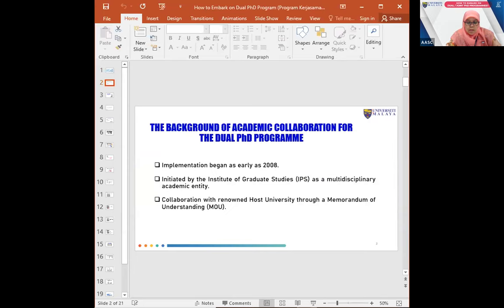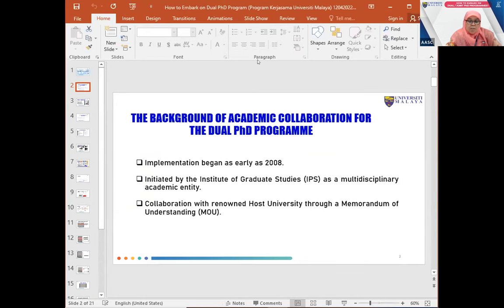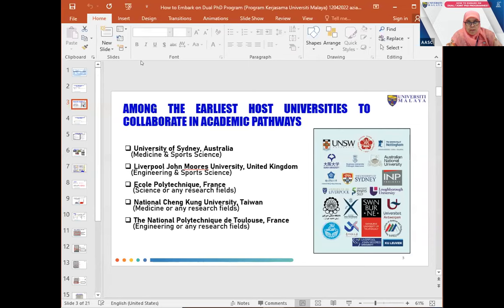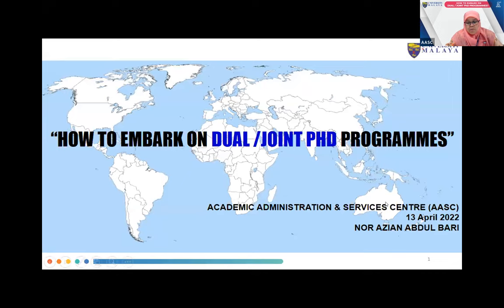At that point in time, IPS collaborated with a few renowned host universities and established MOUs. Among the earliest host universities to collaborate with UM for this unique program, as displayed on my slides, are, of course, the ones Prof. Abrizah mentioned: National Polytechnic Toulouse, France, and University of Sydney, Australia. And after that, in the year 2018, there was a restructuring of the Deputy Vice Chancellor's portfolio whereby this management was decentralized to the Higher Degree Office.